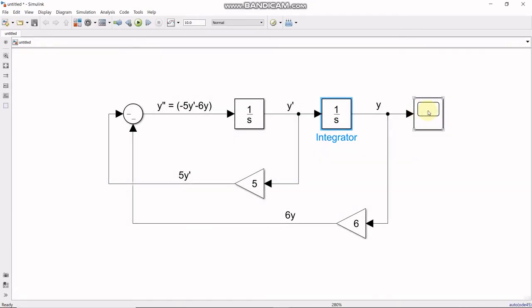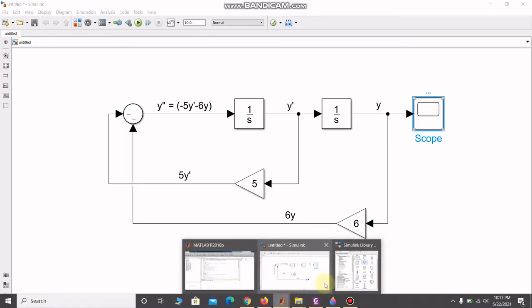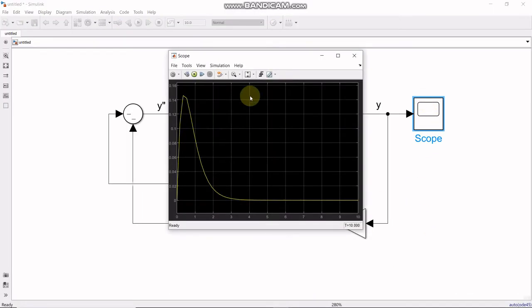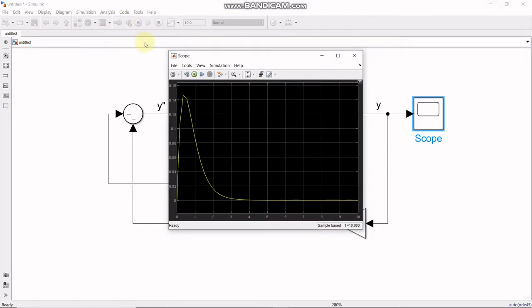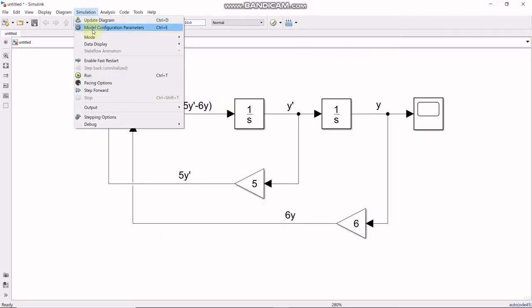So our outputs are on the scope block. So these are the outputs. You can see these outputs. This is how our y is behaving. Then let's see if we can refine this using the refine factor.